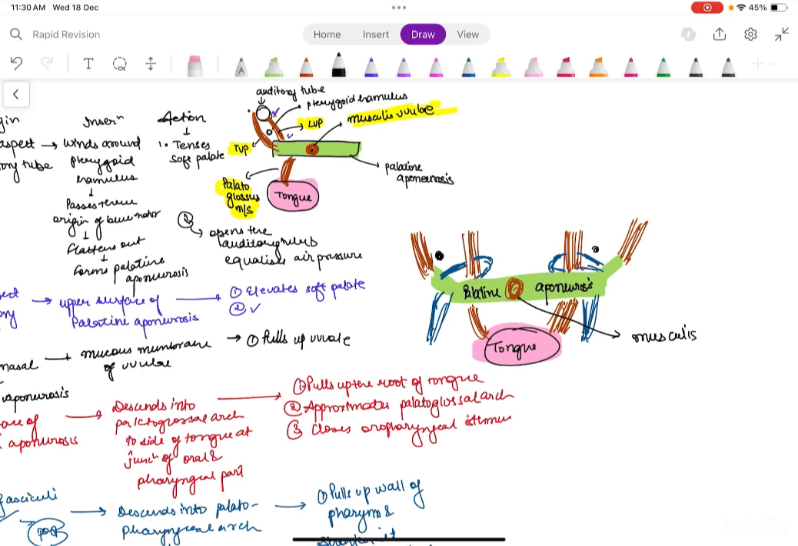Musculus uvulae. Now this muscle also you can make out: the palatoglossal muscle. This one is arising from the auditory tube, so this is tensor veli palatini. This is arising from the inferior aspect, so this is levator veli palatini, right? Then this muscle in blue is palatopharyngeus. All right.